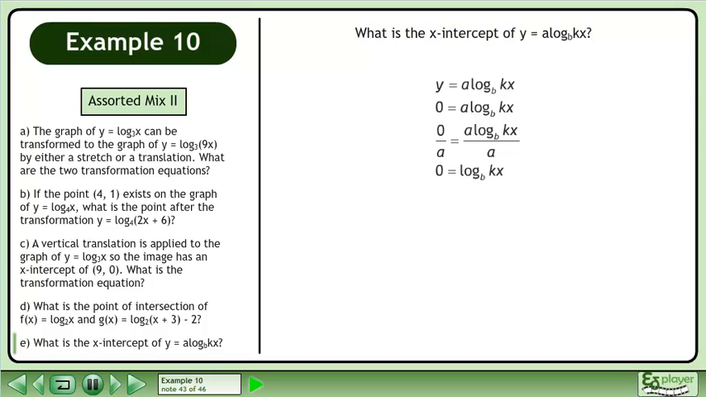This gives us 0 equals the base b logarithm of kx. Convert to exponential form. b raised to the power of 0 equals 1. The answer is x equals 1 over k.